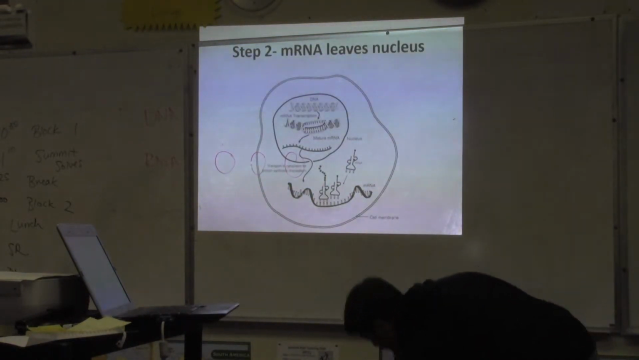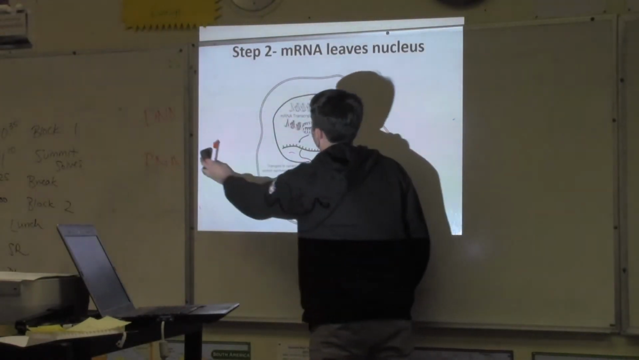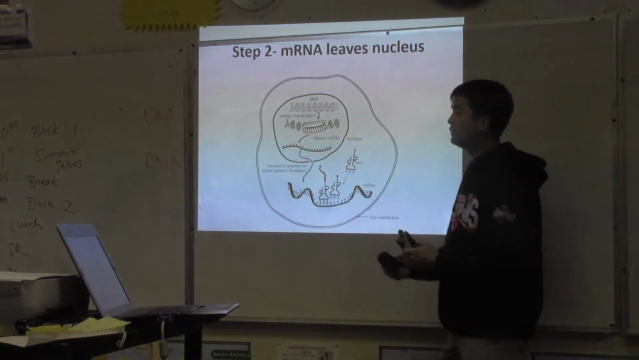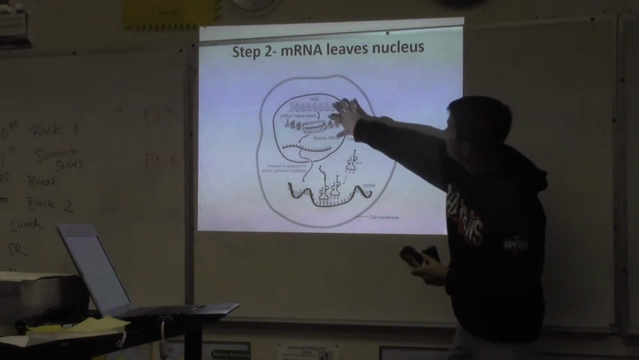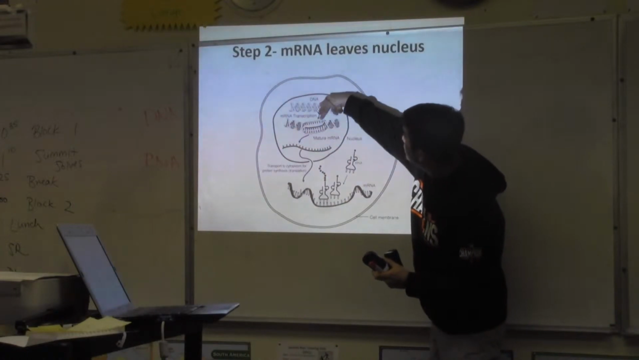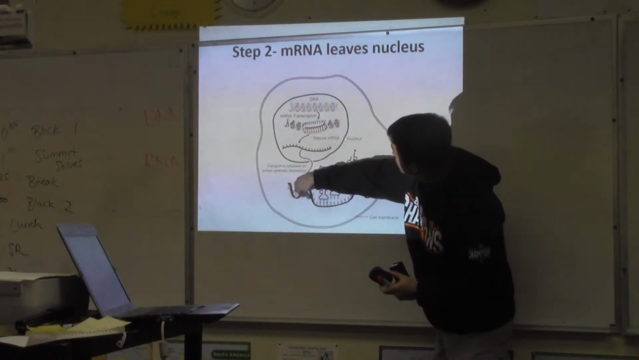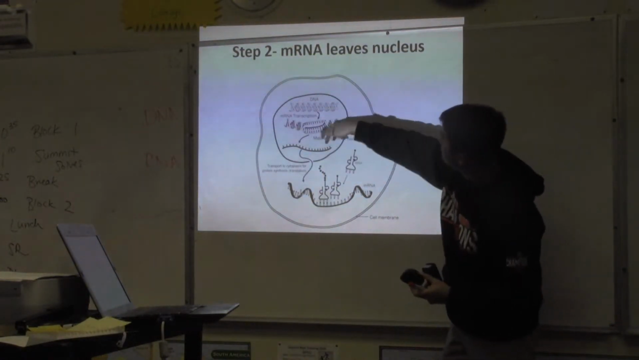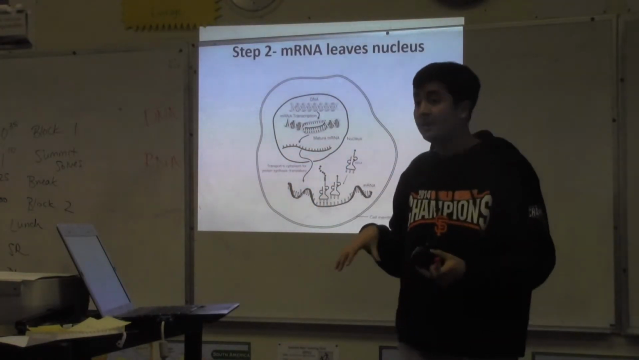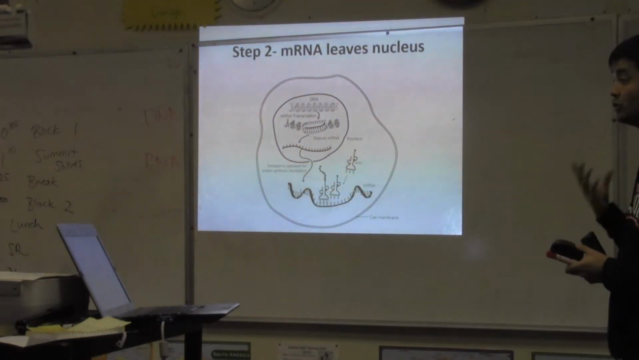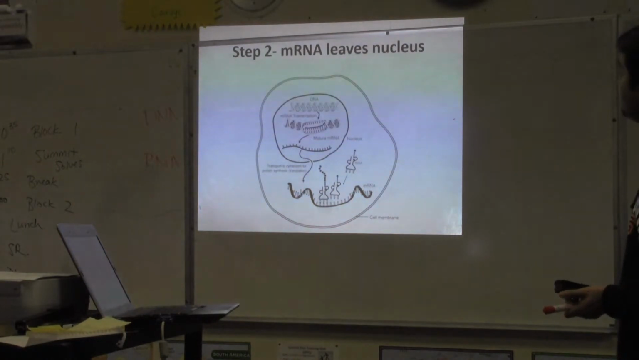The next step is, now that we've made our messenger RNA, our mRNA, that little owl, that messenger, is ready to leave. So we have the DNA inside the nucleus. That messenger is now going to come out and go to the ribosome. So it's leaving the nucleus. I have this great animation I'll show you in a little bit that shows this whole process in action. But the mRNA is now going to leave the nucleus.